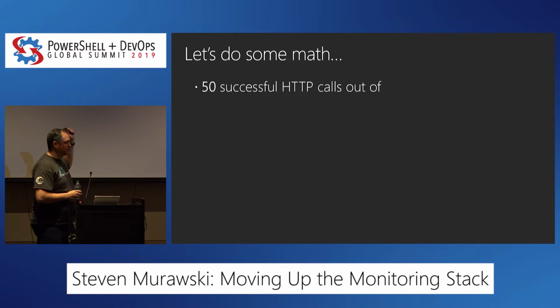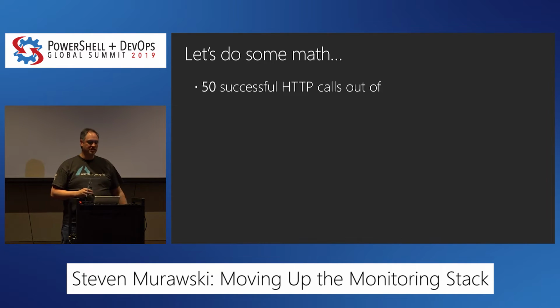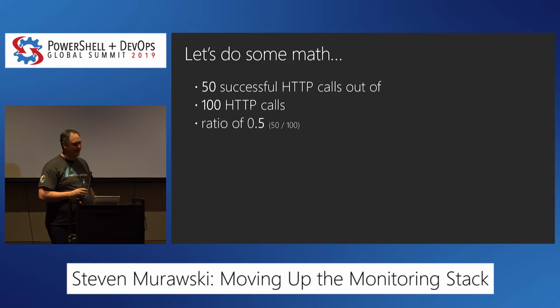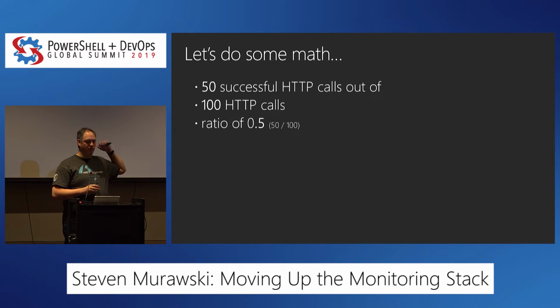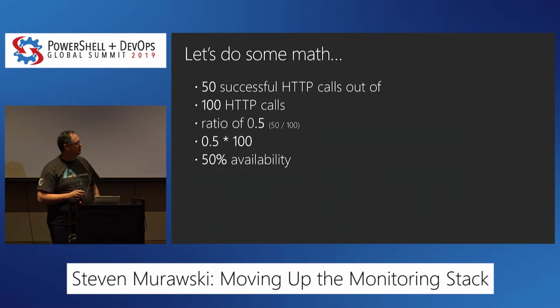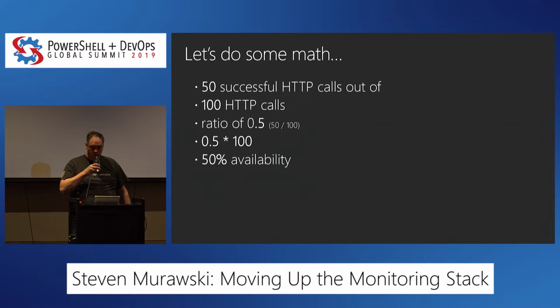So if I have 50 successful HTTP calls out of 100, that gives me a ratio of 0.5, right? All look good? Nice, easy numbers? And to get a proportion, that gives me 50% availability. That's really what we're looking at, right?